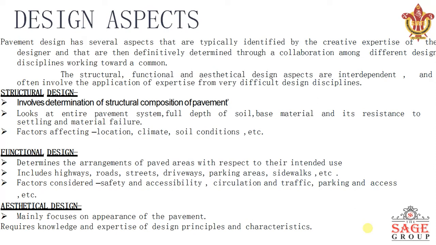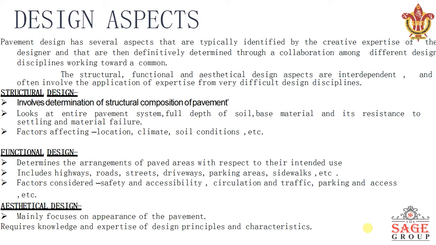The first one is the structural design. It involves determination of the structural composition of pavement. It looks at the entire pavement system, the full depth of the soil, base material and its resistance to settling and material failure. Factors affecting this can be location, the climate, and the soil conditions.